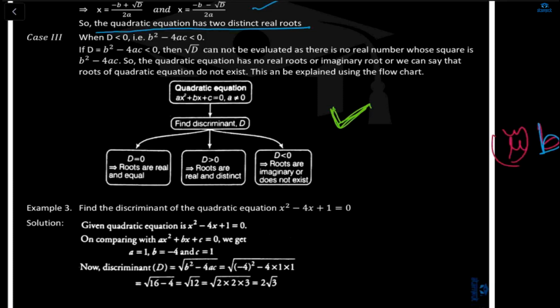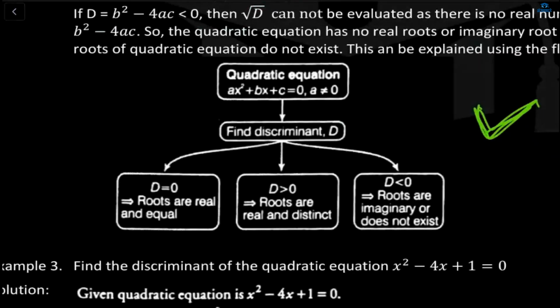Here you can see the quadratic equation. What is the way of writing the quadratic standard form? ax square plus bx plus c is equal to 0, where a should not be equal to 0. This is common sense. You already know that a quadratic equation means the highest power is 2. And if the coefficient of the highest power becomes 0, then it is not a quadratic equation at all; it will become a linear equation. So the highest power's coefficient should never be equal to 0. So ax square plus bx plus c, a should not be equal to 0. You have to find the discriminant value, that is D, which is equal to b square minus 4ac.